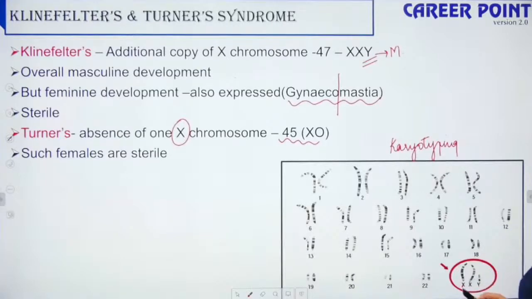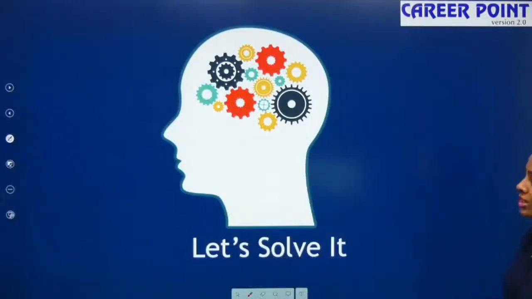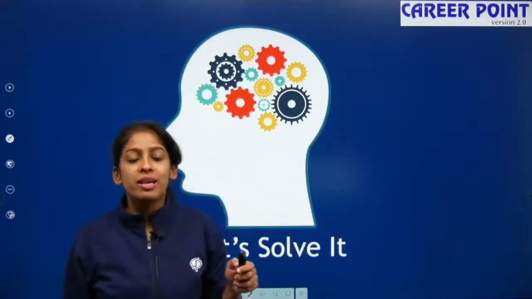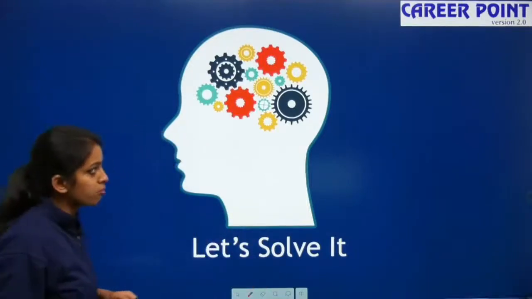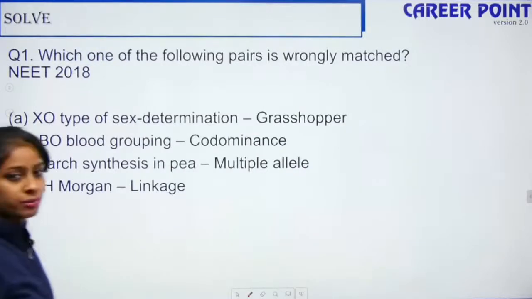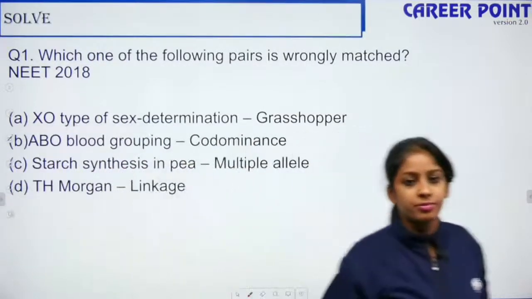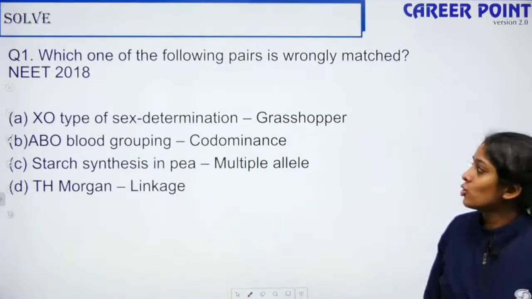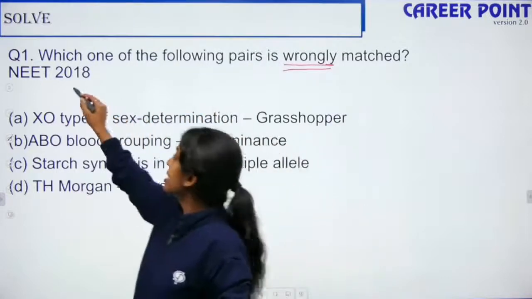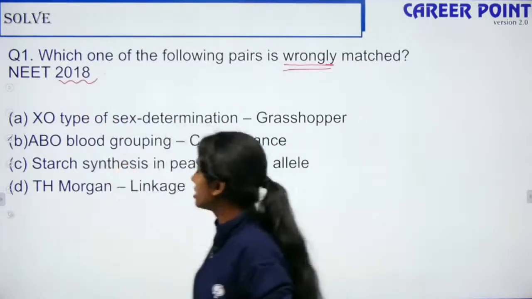All right, yes. Okay, so with this we come to an end of your chapter, that is Principles of Inheritance and Variation. Now what is remaining is to solve questions from this portion. So let's see if you can solve this for me. Which of the following pair is wrongly matched? Yes, Anthony, you're right. So which of the following is wrongly matched? It is a NEET 2018 question.